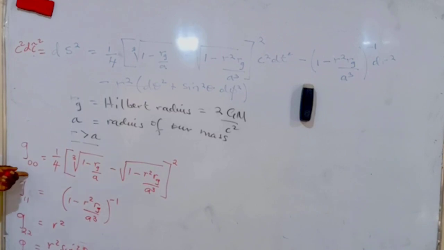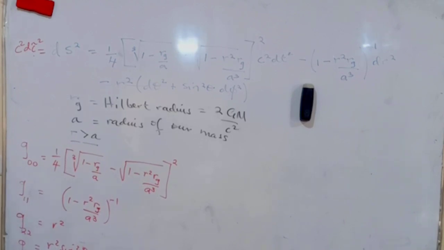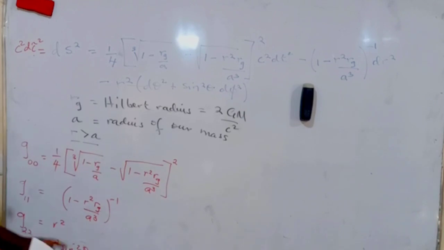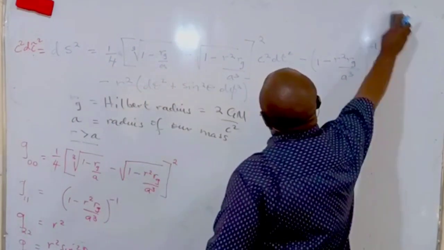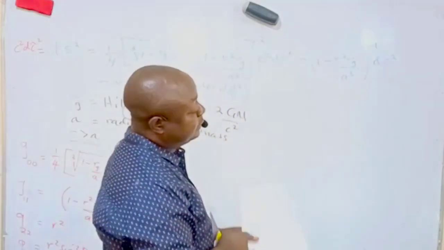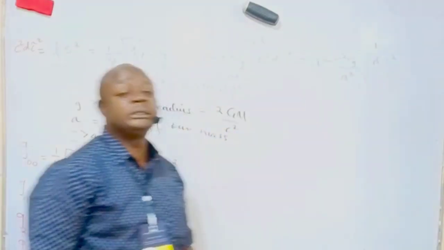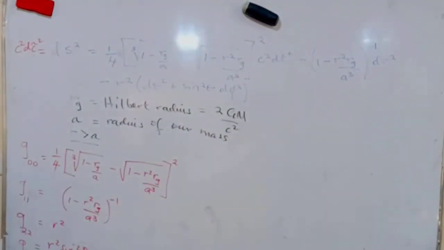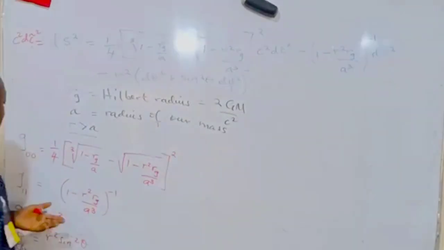Remember, we are expected to have up to 16 components. So we have only 4 non-zero components. The others are 0. So when we have this, our task is to get Einstein's field equations. That is our task, to get Einstein's field equations. We already have the metric.